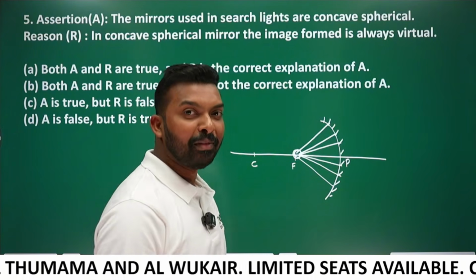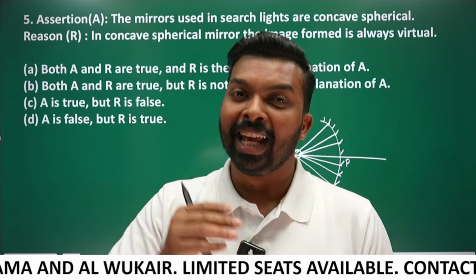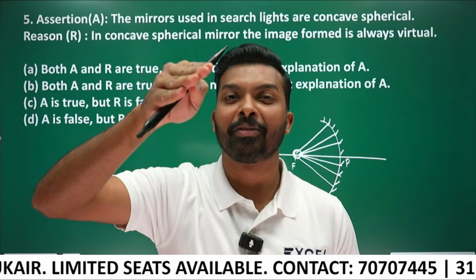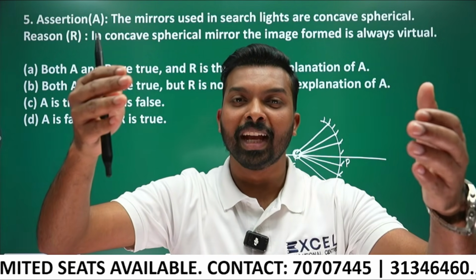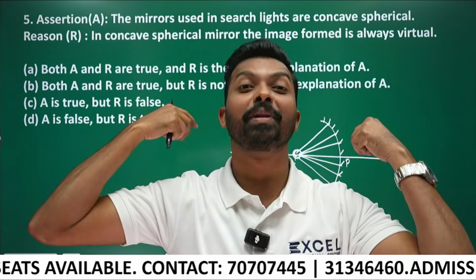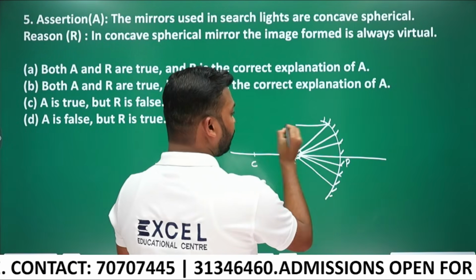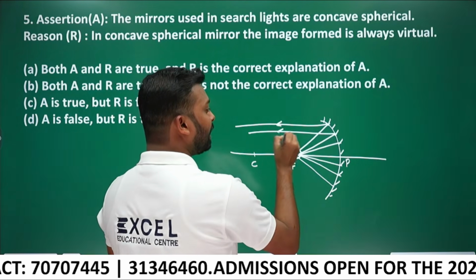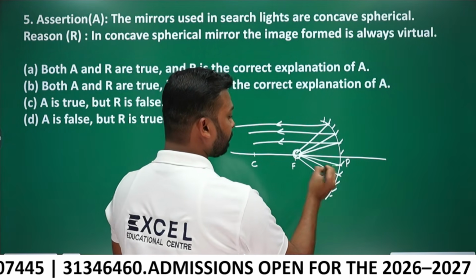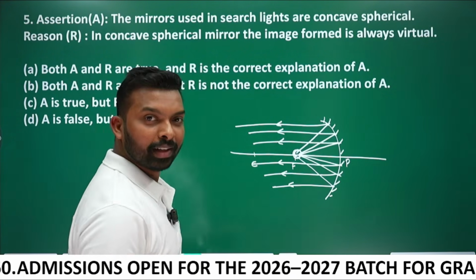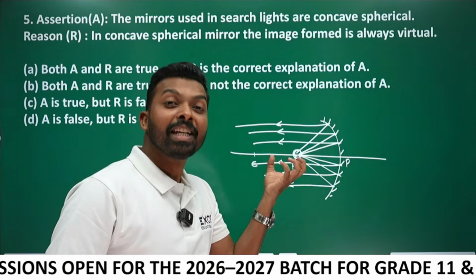Clear or not? And we know one rule. If the light ray is passing through the focus, after reflection it will be reflecting parallel to the principal axis, right or not? So this will be reflecting like this. This will be reflecting like this. Clear or not? Okay or not? Which actually gives us a strong beam.